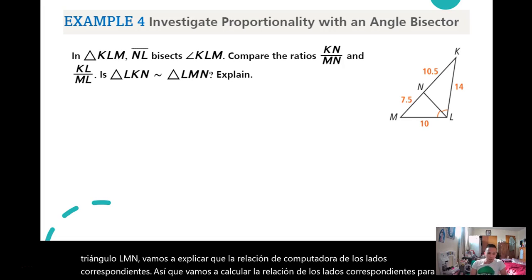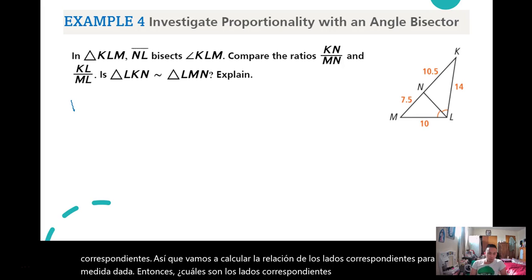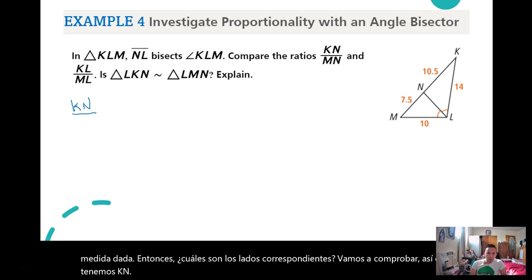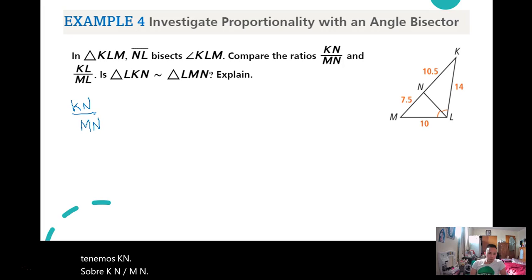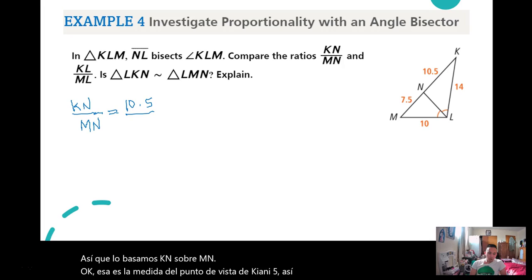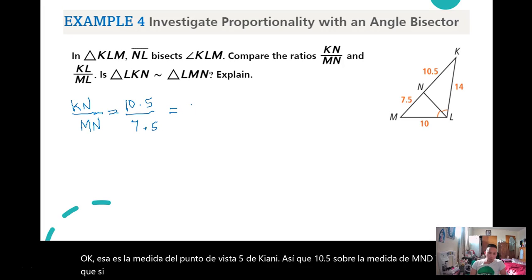So what are the corresponding sides? Let's check. We have KN over MN. The measurement of KN is 10.5, so 10.5 over the measurement of MN, which is 7.5. If I simplify this into a decimal, that's 1.4.